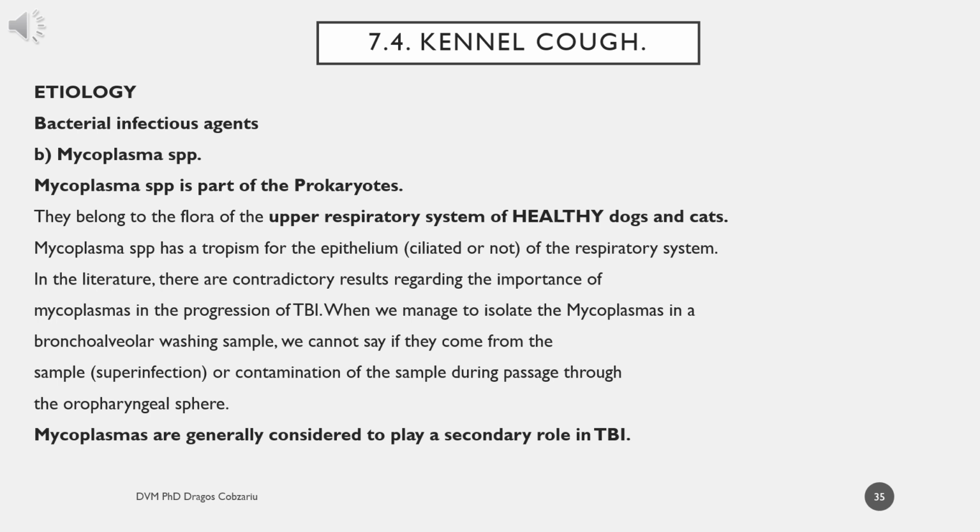B. Mycoplasma spp is part of the prokaryotes. They belong to the flora of the upper respiratory system of healthy dogs and cats. Mycoplasma spp has a tropism for the epithelium, ciliated or not, of the respiratory system. In the literature, there are contradictory results regarding the importance of mycoplasmas in the progression of TBI. When we manage to isolate the mycoplasmas in a bronchoalveolar washing sample, we cannot say if they come from the infection, superinfection, or contamination of the sample during passage through the oropharyngeal sphere. Mycoplasmas are generally considered to play a secondary role in TBI.